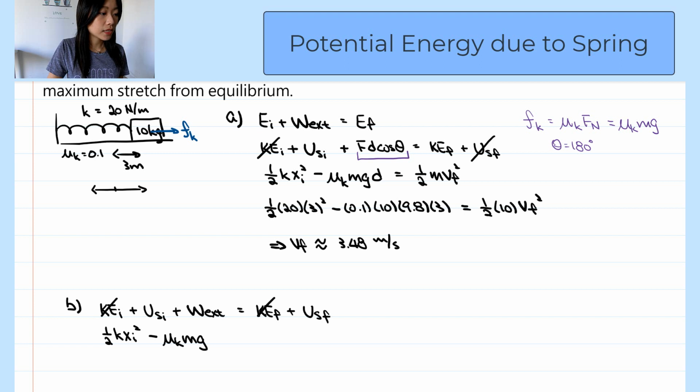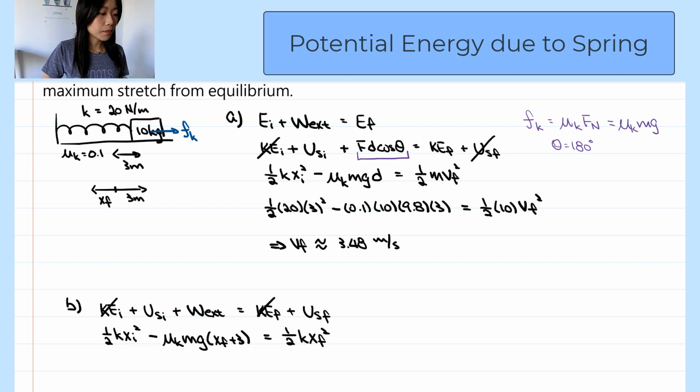We know that from the initial point to the equilibrium point is 3 meters. And from the equilibrium point to the most left point, let's call it the final distance, xf. So the distance traveled would be xf plus 3. And this equals the final potential energy due to the spring, that is half times k times the final distance squared.